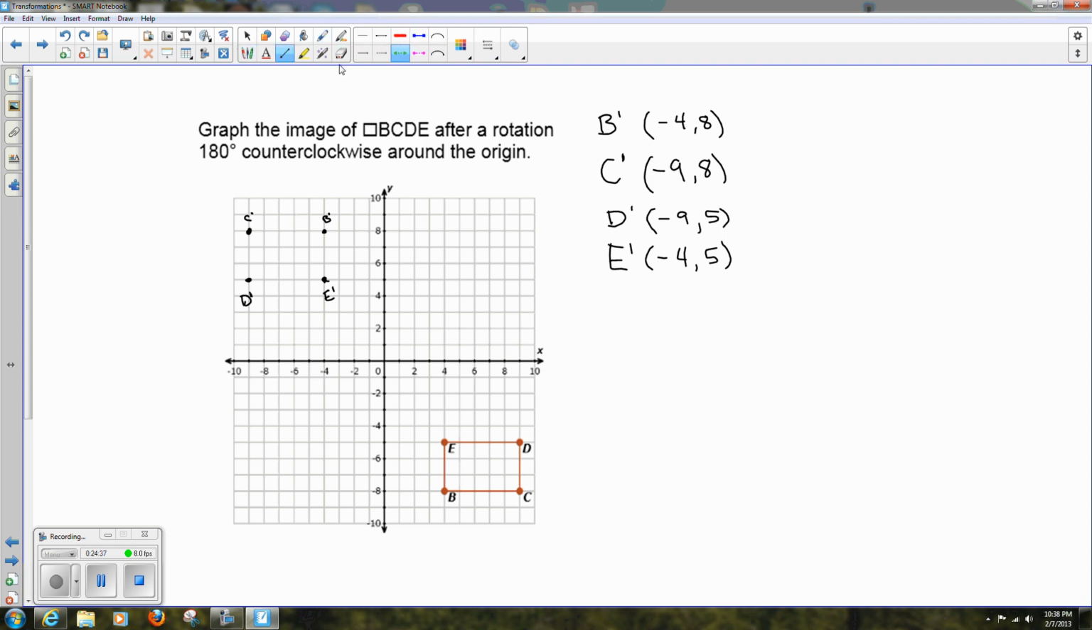And then just like before, you just take your straight edge and your pencil, you connect the 4 points. And you have now rotated B, C, D, E 180 degrees counterclockwise around the origin. So there you go.